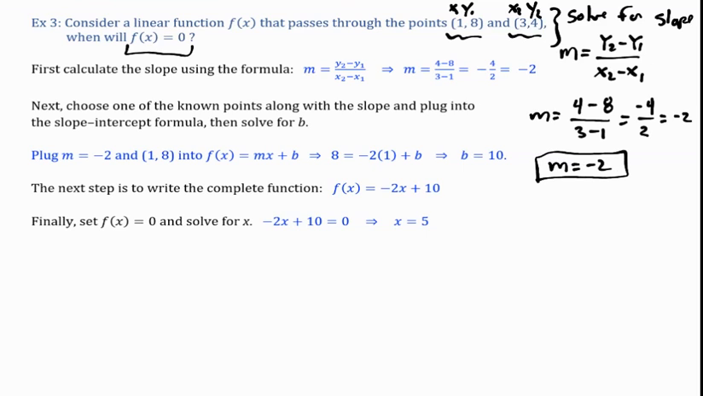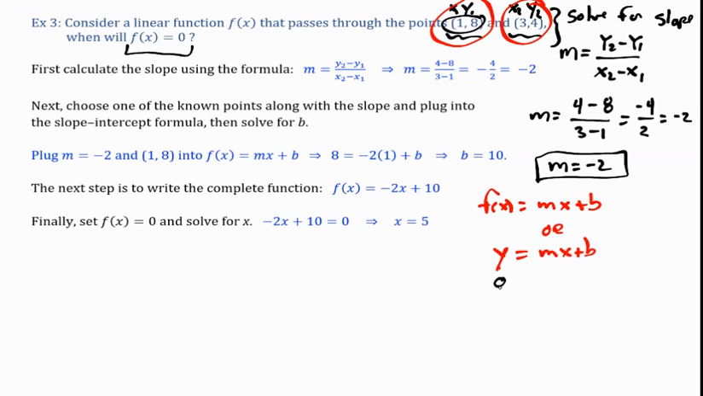And now we can take that slope with either one of these points, it doesn't matter which one you choose, and plug it into f of x equals mx plus b, or if you prefer, y equals mx plus b, because we said that y and f of x are interchangeable with one another. And if I take the point (1, 8), I see that x is 1 and y is 8. So I'm going to replace y with 8. I'm going to replace x with 1. And don't forget our slope is negative 2.